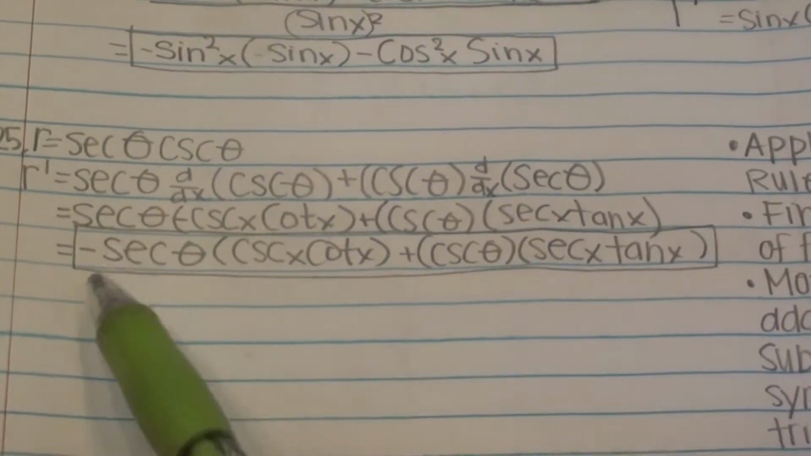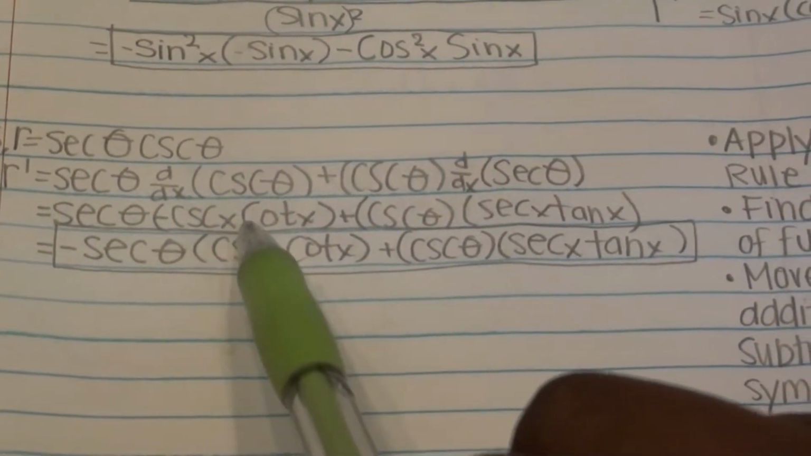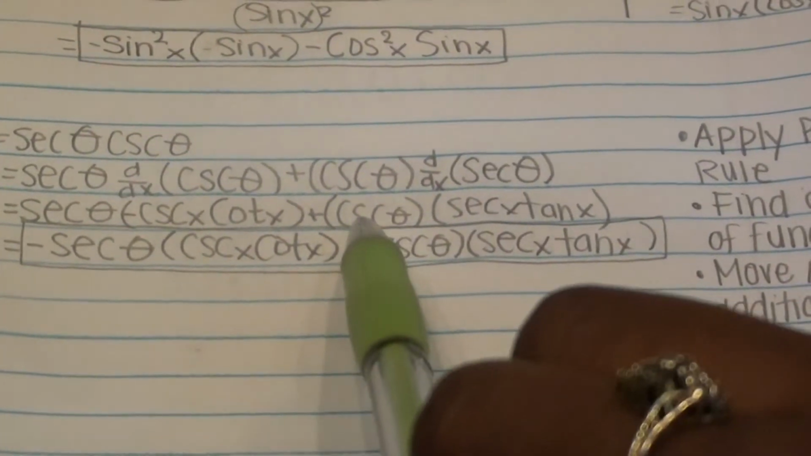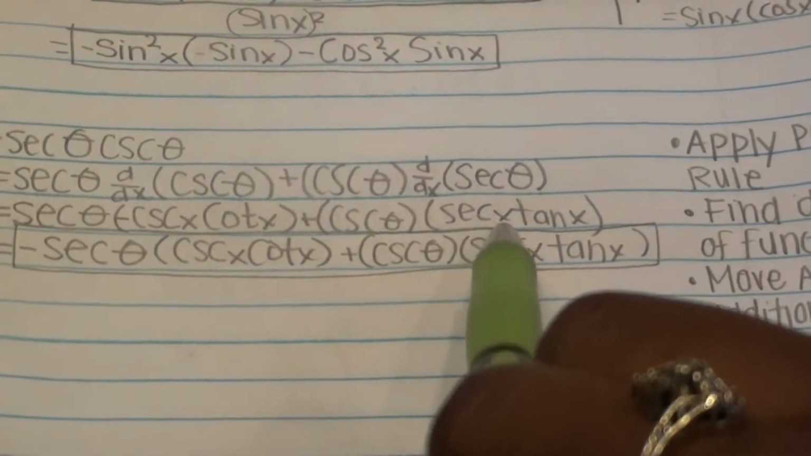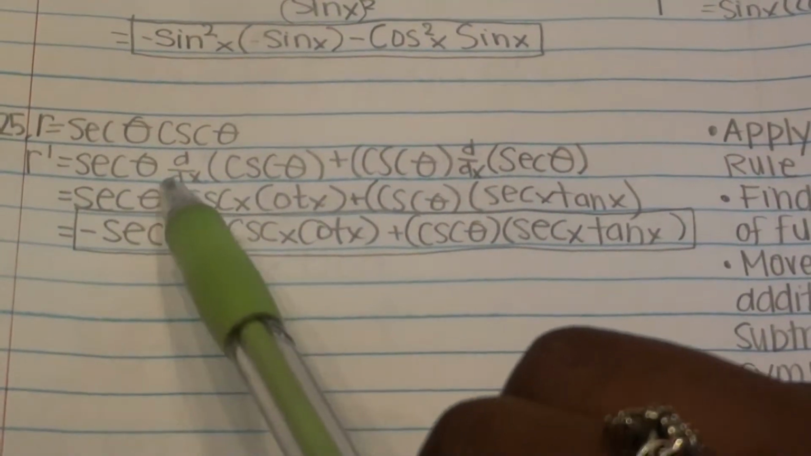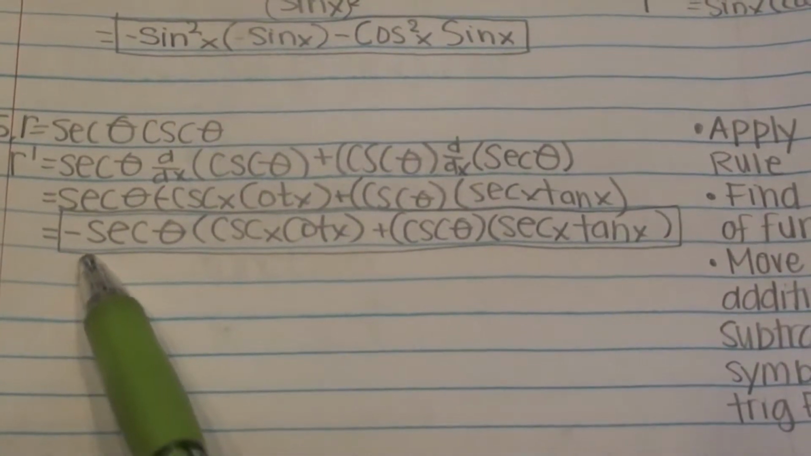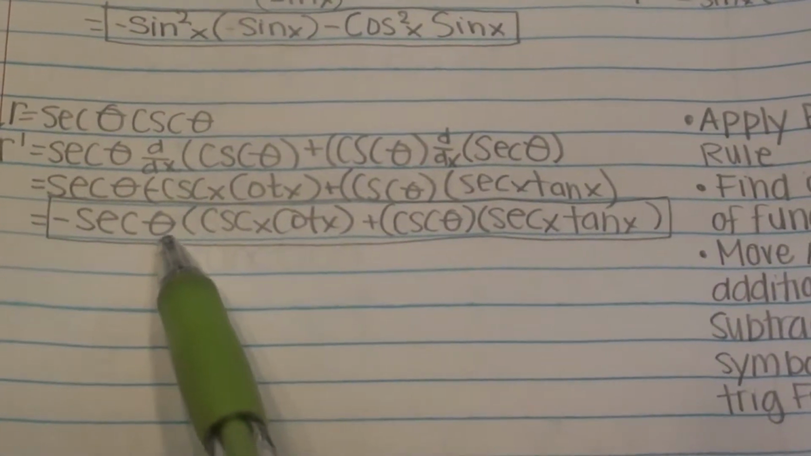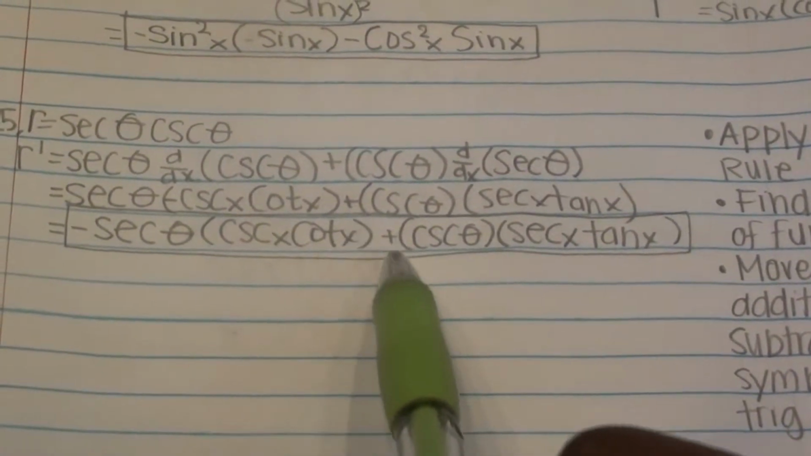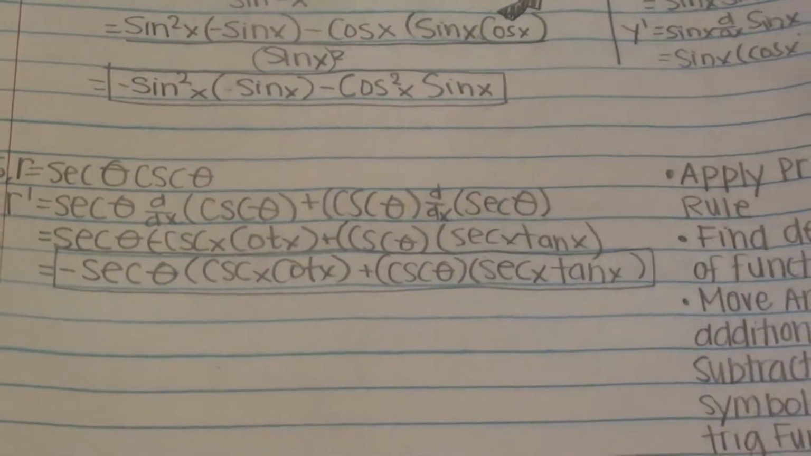I applied the product rule, which equals secant of theta times cosecant of theta times cotangent of theta plus cosecant of theta times secant of theta tan of theta. Now, I'm taking this subtraction sign and moving it to the front, and it would be negative secant theta times cosecant of theta, cotangent of theta, plus cosecant of theta times secant of theta tan theta.